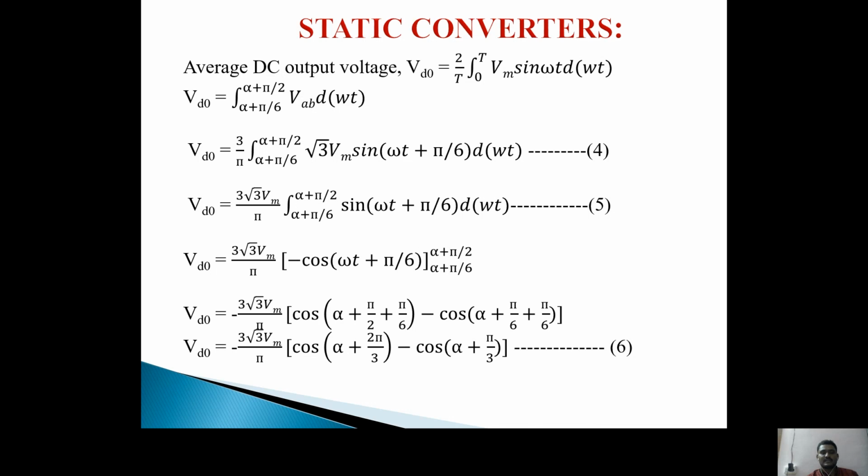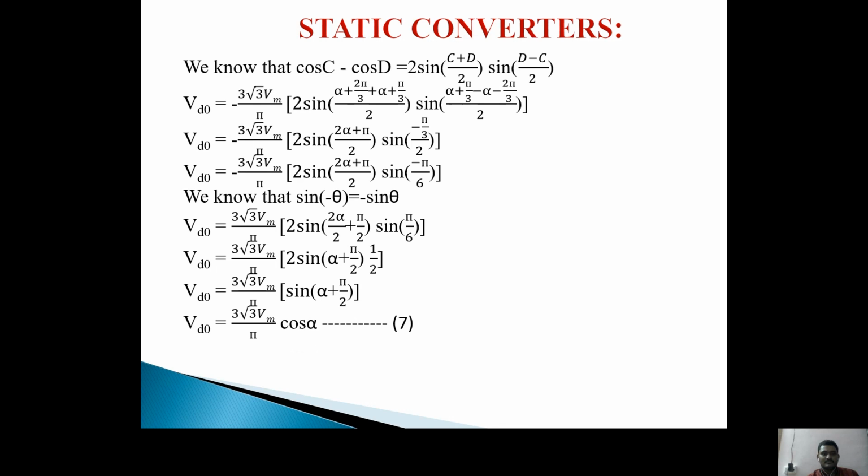So after substituting the upper and lower limits, we have Vd0 is equal to 3 root 3 Vm by pi into cos of alpha plus 2 pi by 3 minus cos of alpha plus pi by 3. And coming to this one, we know that cos C minus cos D. From the trigonometric formulas, cos C minus cos D is equal to 2 sine of (C plus D) by 2 into sine of (D minus C) by 2.